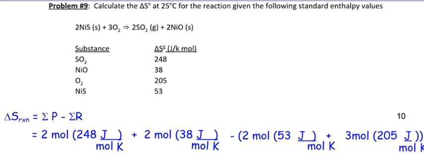This is what I started out with: 2 moles of SO2 plus 2 moles of nickel(II) oxide, minus the quantity 2 moles of nickel(II) sulfide and 3 moles of oxygen. What else do you notice here? Do you notice that the moles cancel out right here? Because this is joules per Kelvin mole, so the moles cancel out. This is probably the only time you're going to see me write out the word mole, because it's a lot of writing. I'll just assume you know that when I put the coefficient, it means moles. So now what?